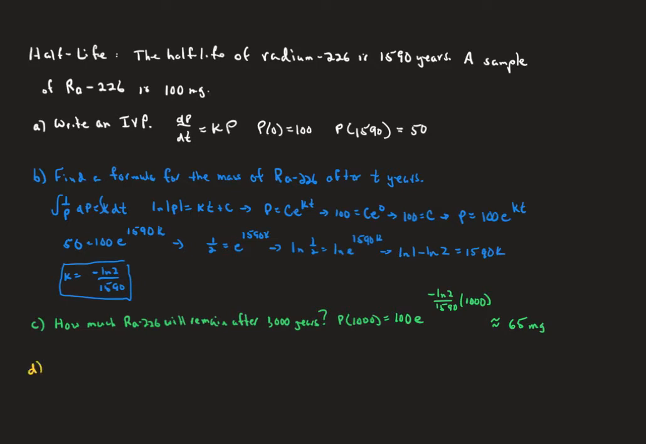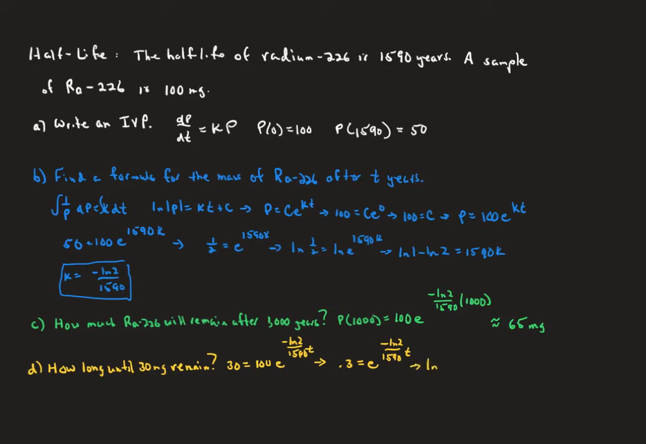And so the last part of this problem is we want to know how long it will be until 30 milligrams of that Ra-226 remain. In this case, the 30 is our value for P. So we're going to plug the 30 in. We've got the 100 e to the negative natural log 2 over 1590 times t, and we can solve this now for t. So we can divide by the 100, and 30 divided by 100 is 0.3, and that's going to be our e to the negative natural log 2 over 1590 times t.